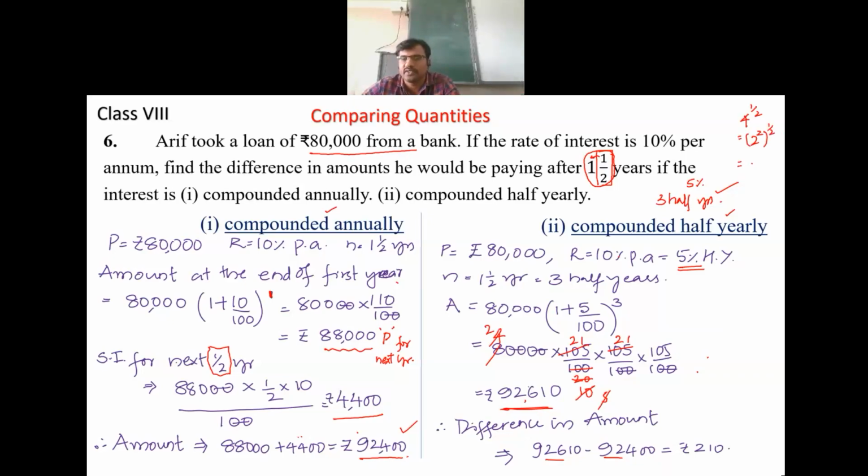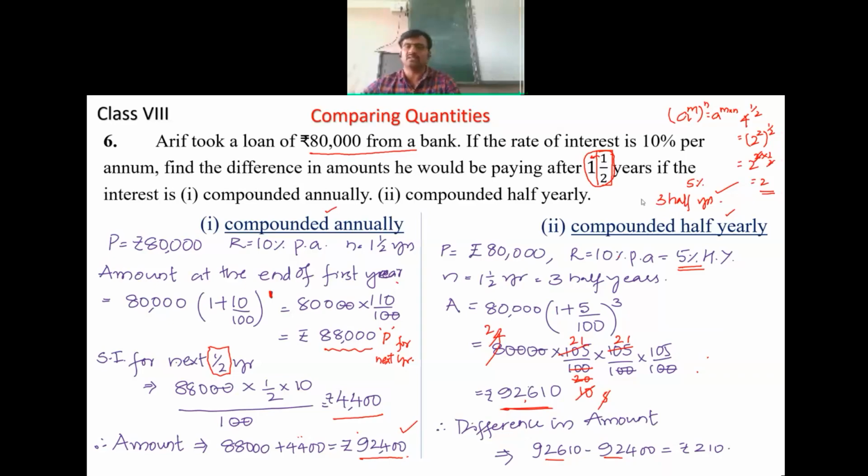In class 7, you have learned exponents and powers. There you had a to the power of m to the power n is considered as a to the power of m into n. So here same thing, 2 into 1 by 2, the 2 gets cancelled, we get 2 as the result. It's simple, sir.